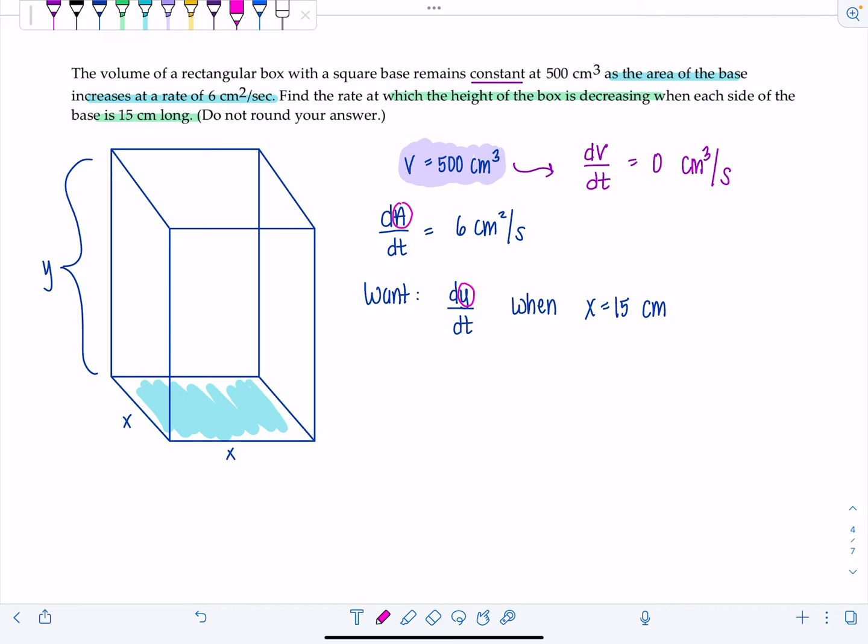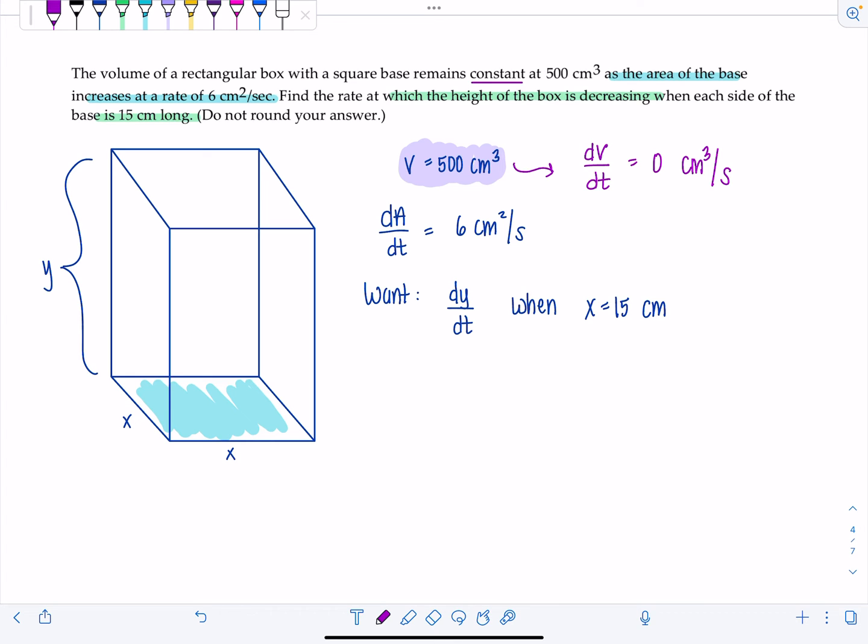Well, area comes from the rate of change of the base, which is x squared. Okay, so let's go back there. And then we're going to have to do something similar. So I'm going to find dx/dt, and then once I have that, I'm going to go back and find dy/dt.